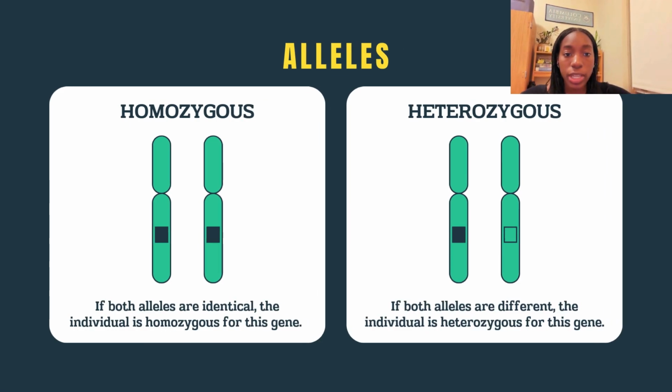So, being homozygous and heterozygous: if both alleles are identical, the individual is homozygous for this gene. That means if they are the same from both parents, so let's say someone gets one allele from one parent and another allele from the other parent and they're the same, that makes that person homozygous. If both alleles are different, meaning one allele from one parent and one from the other parent but they are not the same, that individual is heterozygous for that gene.